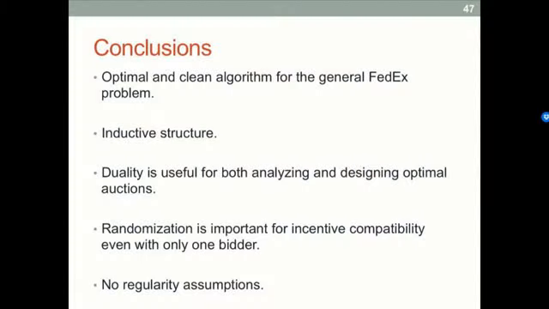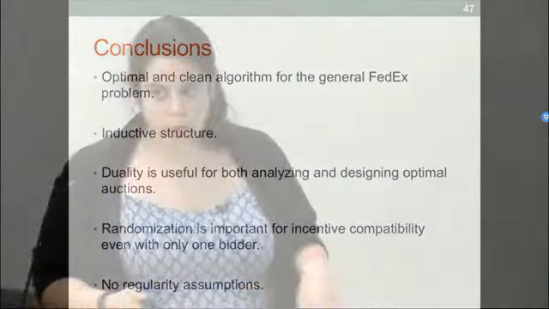Okay. So the point is that we come up with this optimal clean algorithm for the general FedEx setting with no restrictive assumptions on the distributions, except for the nice continuity stuff, which probably we can relax, although we didn't look into it too much. And it's got this nice inductive structure. And duality was useful not just for proving optimality, as it's often used, but actually for coming up with the structure of this auction.